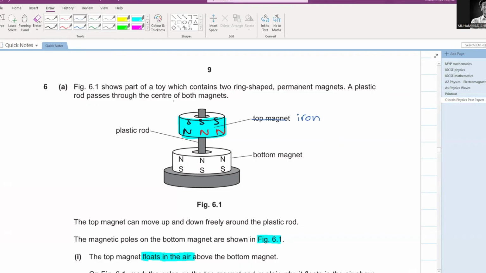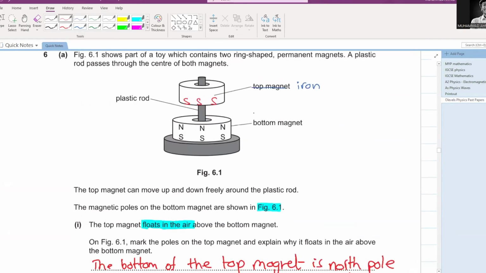Hence, बेटा बॉटम हाफ में क्या डेवलप हो जाएगा? इफ दिस इज अ आयरन रिंग, बॉटम हाफ में बेटा क्या डेवलप हो जाएगा? बॉटम हाफ में साउथ पोल्स डेवलप हो जाएंगे. Unlike poles attract and the iron ring gets stuck to the bottom magnet.